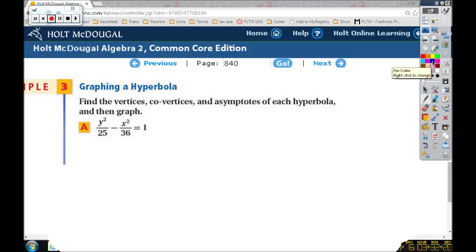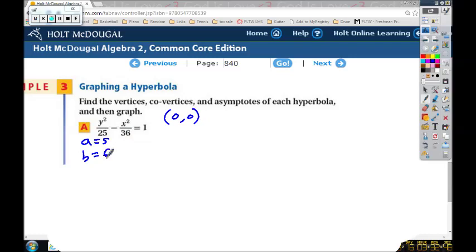All right, so vertices, covertices, and asymptotes. First, notice that this one is actually centered at the origin, so my center is (0, 0). I will be using the first chart on this one. A equals the square root of 25, which is 5. B equals the square root of 36, which is 6.